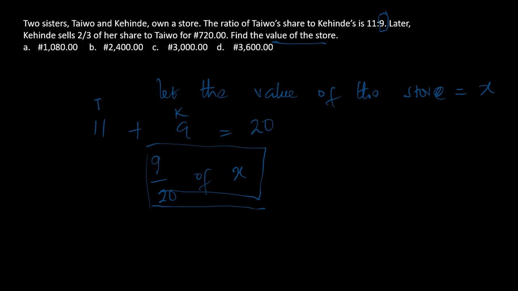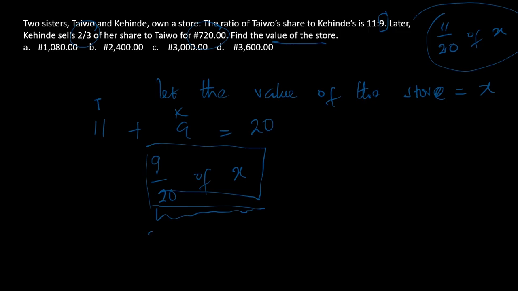Taiwo's share would be 11 over 20 of x. This is for Taiwo, but we were not asked to find Taiwo. Kehinde's share is 9 out of 20. But this 720 is not her full share. The full share is everything Kehinde owns in the business. This 720 is 2 over 3 of it, a fraction of this.